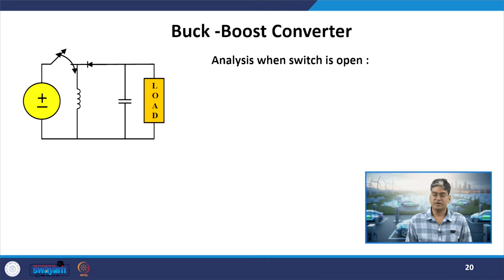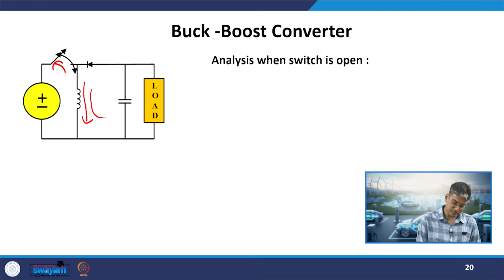Now, coming back to the next state of operation. In this buck boost circuit, I have now disconnected the switch. If I disconnect the switch, what will happen now? What was the current direction in the inductor? It was in this direction. We know the behavior of an inductor: it will not allow an instantaneous change in current, so it will try to maintain the current in this direction.